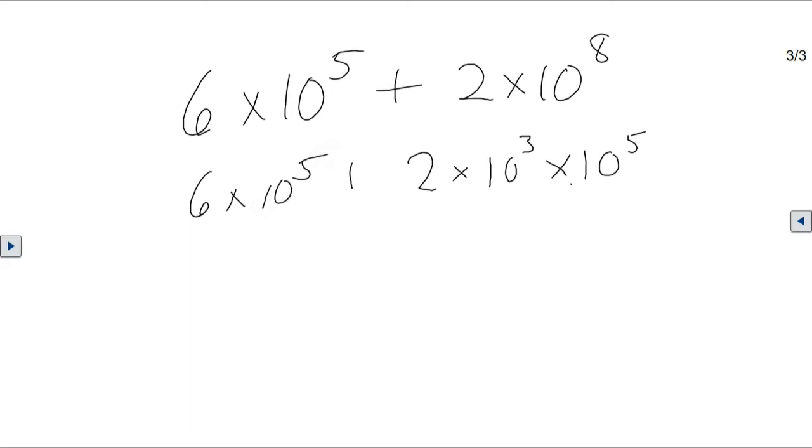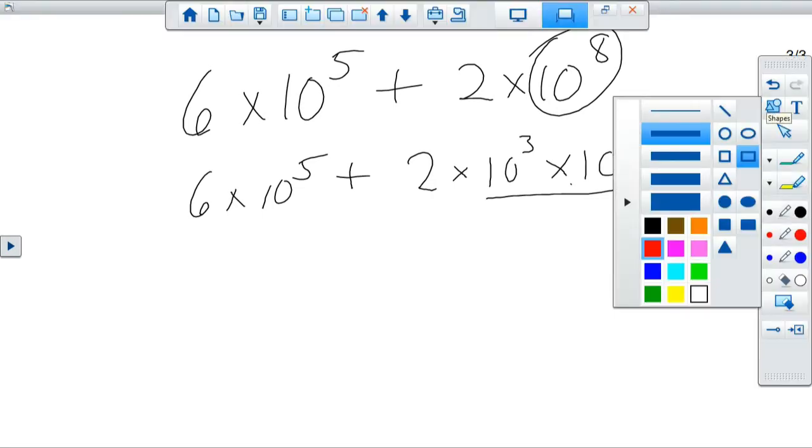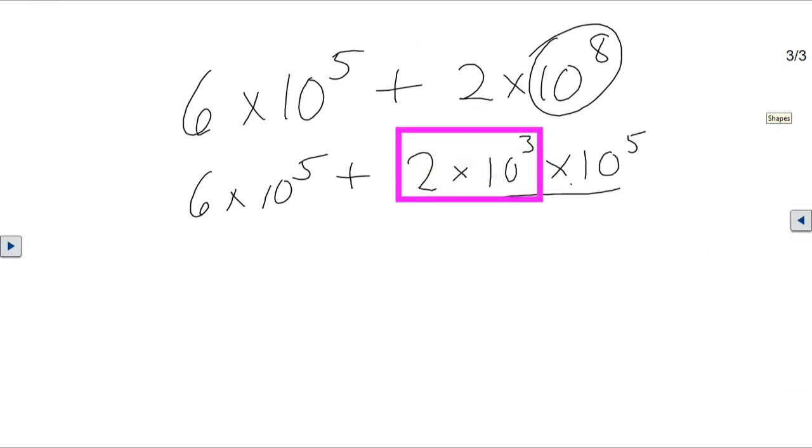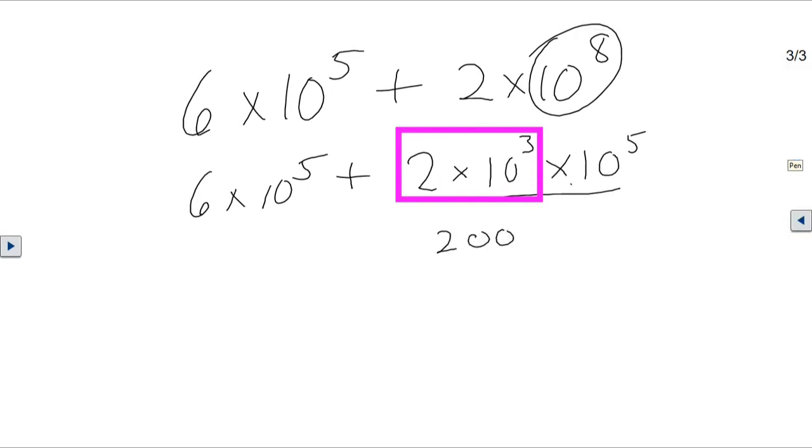So now I have that, right? I haven't changed the value over here. This 10 to the 3rd times 10 to the 5th is still equal to 10 to the 8th, right? Because 3 plus 5 is 8. So now I want to take that and deal with this front part. Let's simplify that part. And so that gives me 2 times 10 to the 3rd, which is 2,000, times 10 to the 5th.